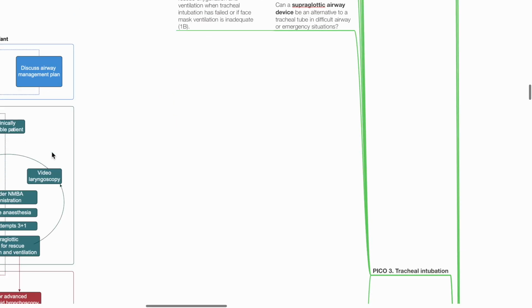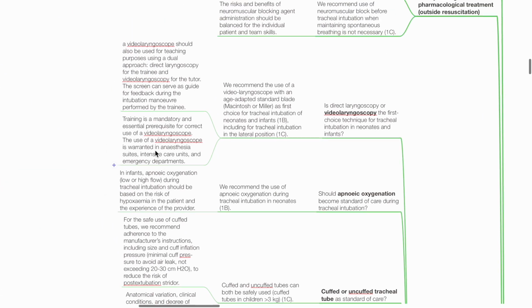PICO3: Tracheal intubation. Is direct laryngoscopy or video laryngoscopy the first choice technique for tracheal intubation in neonates and infants? It is recommended to use video laryngoscopy with an age-adapted standard blade, Macintosh or Miller, as the first choice for tracheal intubation of neonates and infants, including tracheal intubation in the lateral position. Video laryngoscope should also be used for teaching purposes.